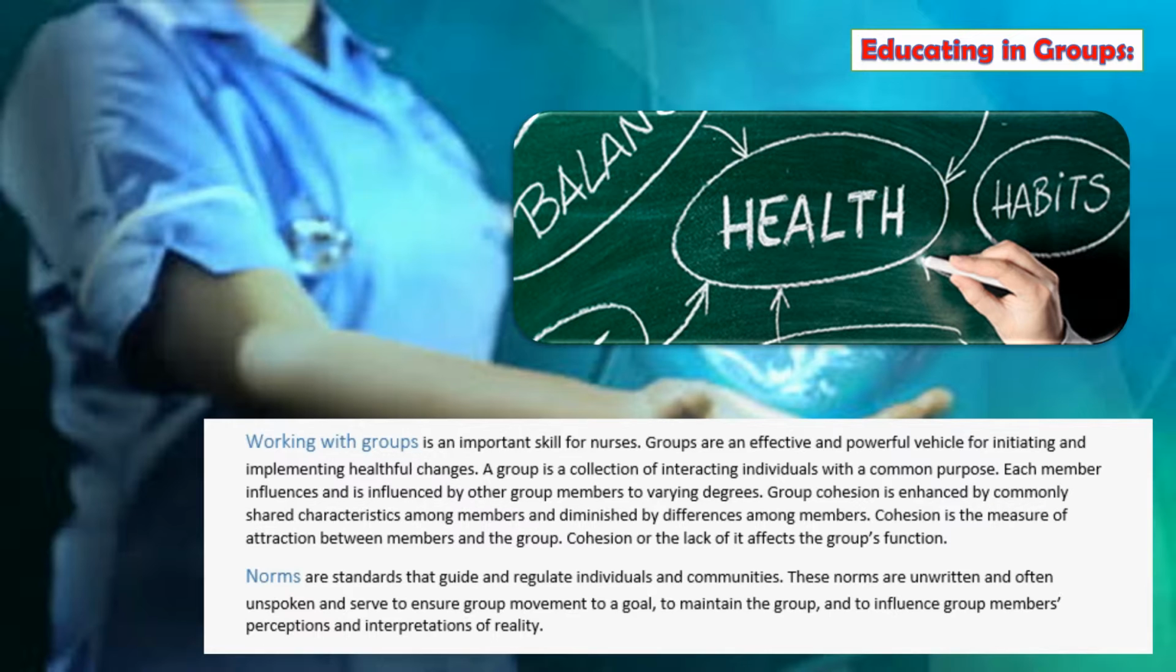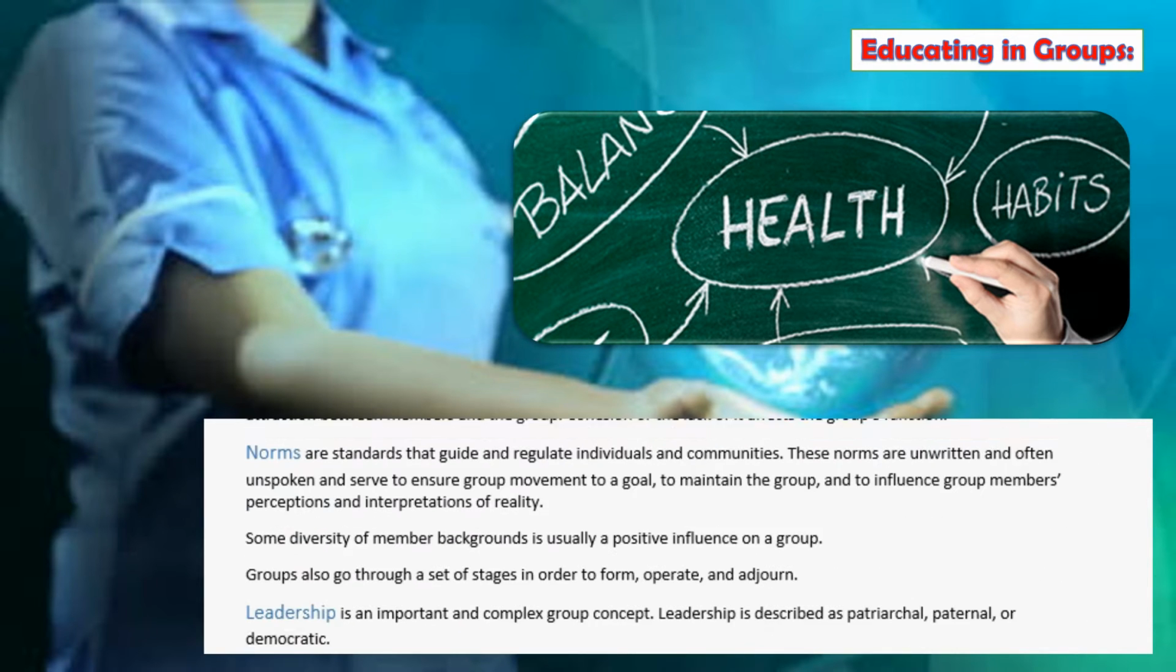So as a nurse working with groups, you need to make sure that you pay attention to group cohesion. You want to make sure that you're putting more emphasis on things that are shared characteristics, and you want to make sure that things that are not shared are diminishing to make sure that you have group cohesion. Cohesion is the measure of attraction between group members and the group. Cohesion or a lack of it affects the group's function, and it may also affect your teaching.